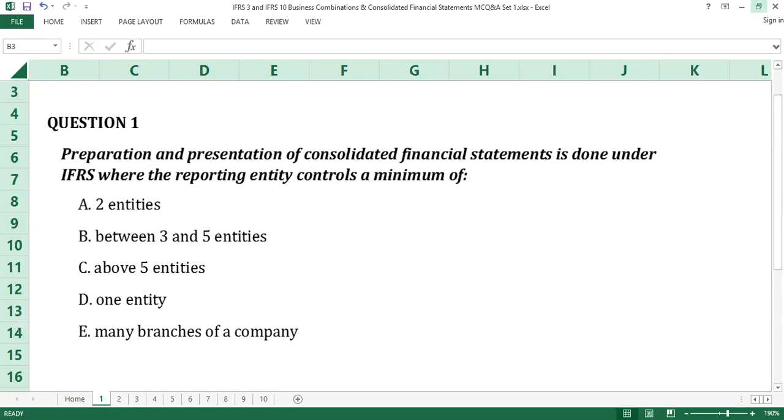Question number 1. Preparation and presentation of consolidated financial statements is done under IFRS where the reporting entity controls a minimum of dash. A, 2 entities. B, between 3 and 5 entities. C, above 5 entities. D, 1 entity. E, many branches of the company. Time counts.